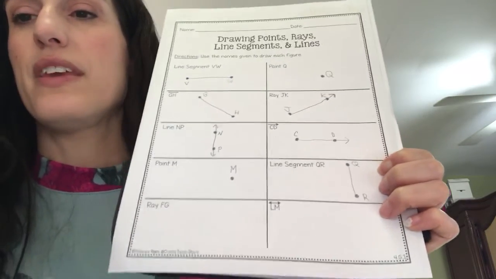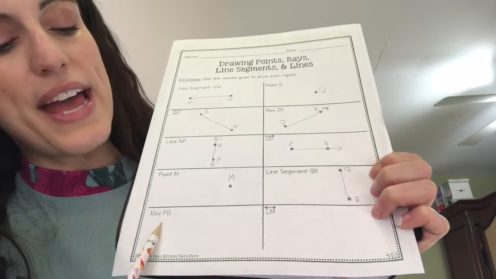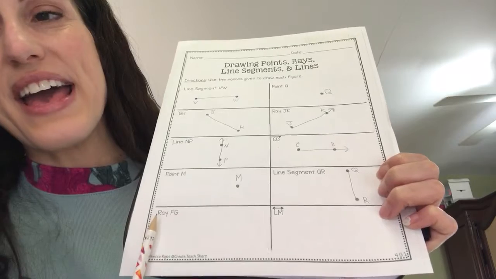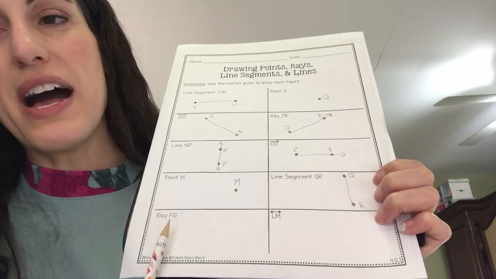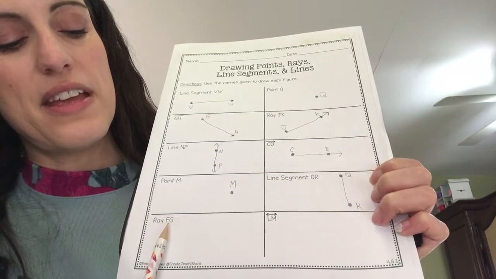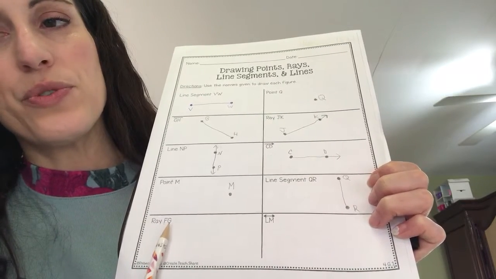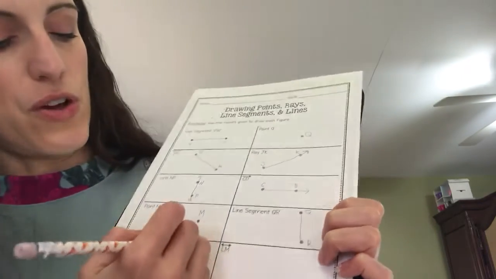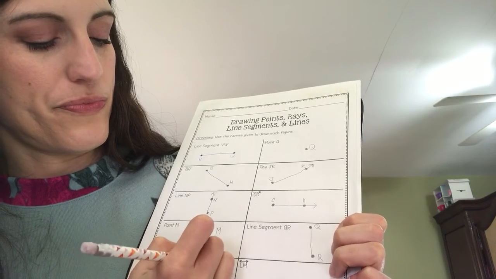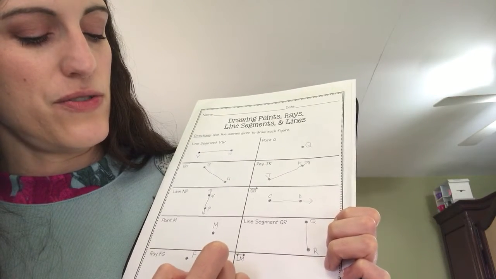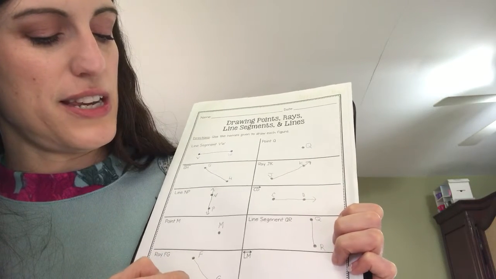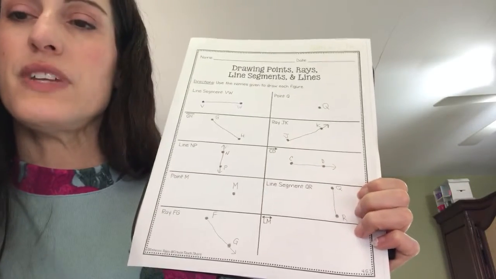All right. Last row. We've got ray FG. Now it is a ray, so we have a starting spot and an arrow. So we're starting at the F, and our arrow is going to run through the G. So we're starting at F, and our arrow is going through the G, like that.